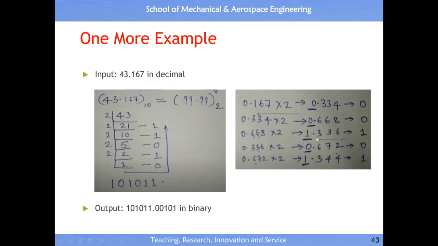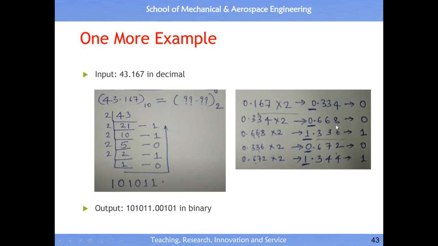All right, then for the fraction, instead of doing division, we do multiplication. So 2 times this one, we get an integer part of 0. This 0 is at position -1. Then the result times 2 again, we get 0.668. The integer part is 0, so we get a 0. Then this one times 2 again, we get 1.336. The integer part is 1, so we get a 1 here.